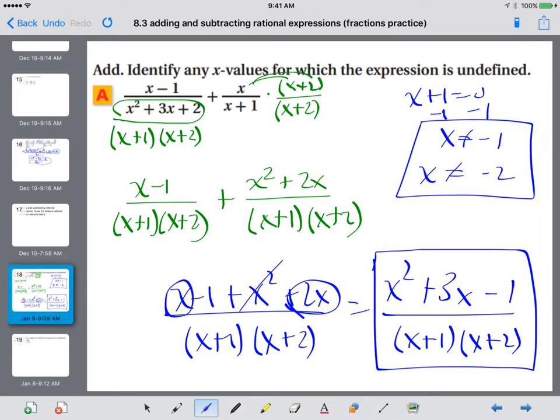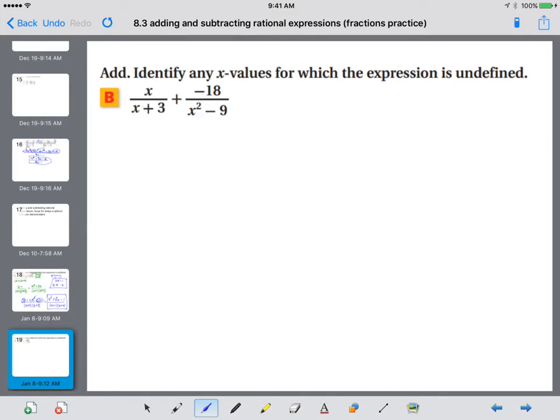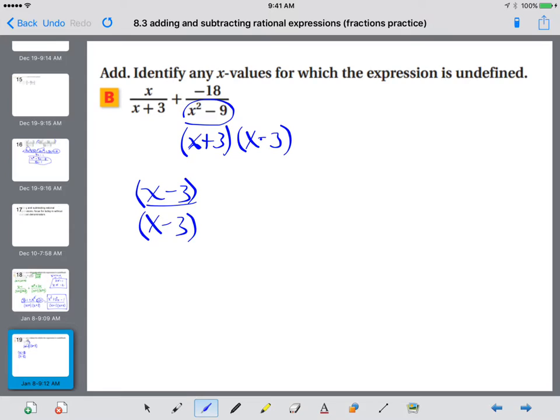Let's look at another one. Okay, we don't have common denominators, but we can factor this side. X squared minus 9. That is a difference of squares, which factors out to be (x plus 3)(x minus 3). So on the right side, we've got (x plus 3)(x minus 3). On the left side, we just have x plus 3. So I'm going to multiply the left side by (x minus 3) over (x minus 3).